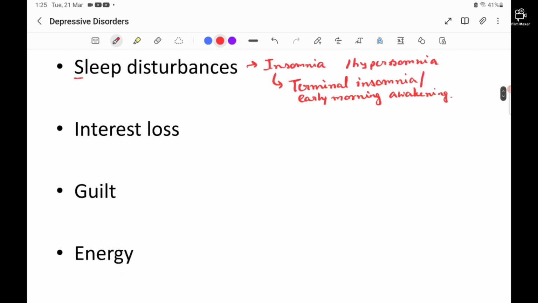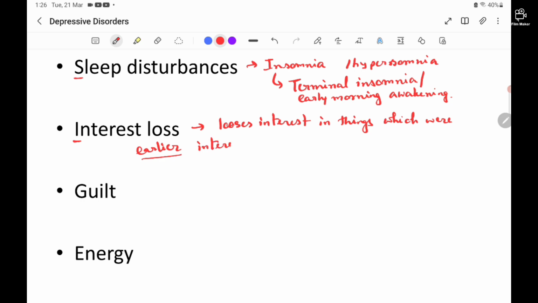Then we have interest loss. So the patient loses interest in things which were earlier interesting to him. This is also called anhedonia.